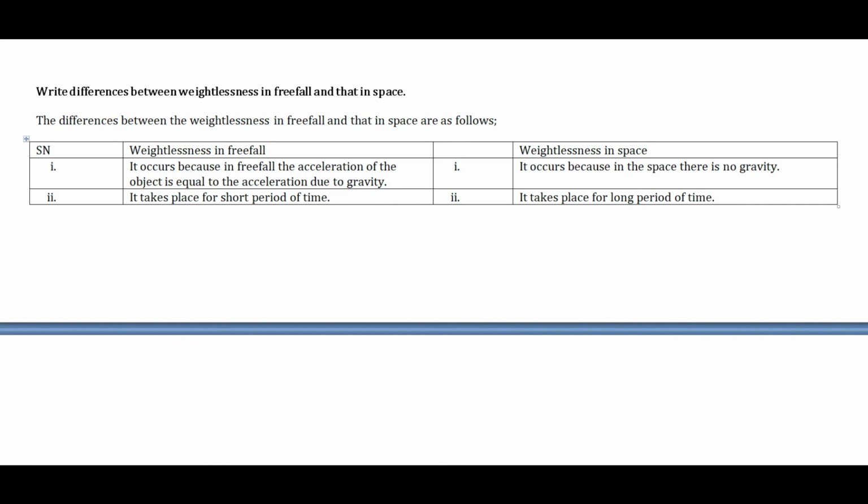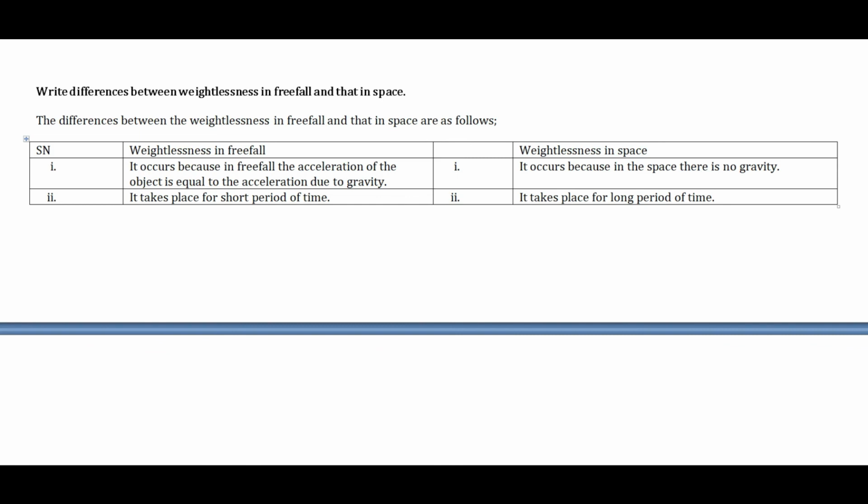Now let's see the differences between weightlessness in free fall and weightlessness in space. The weightlessness in free fall occurs because in the case of free fall, the acceleration of the object is equal to the acceleration due to gravity. And weightlessness in space occurs because there is no gravity at all. So that is the difference.